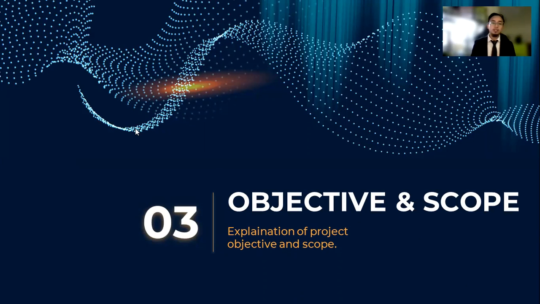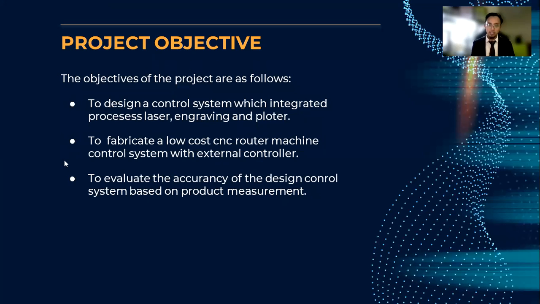So we move to chapter 3, my objective and scope. We'll explain the project objective and the scope. Okay, this is the project objective. The objectives of this project are as follows: to design a control system which integrates the laser, engraving, and plotter processes. Three processes in one machine. That is my first objective. The control system must be merged.